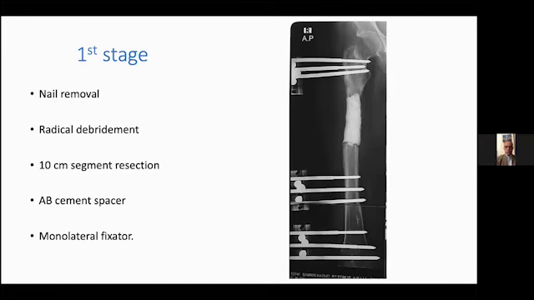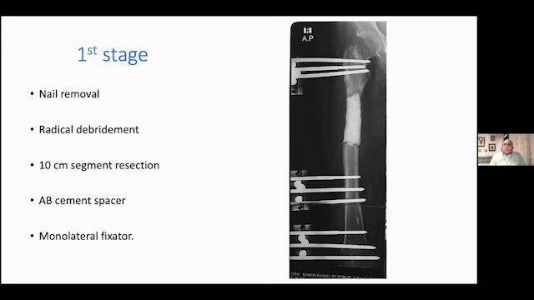I think in the first stage, we do not need to put all these pins because it is expected that some of them will be loose by 6 weeks. So it is preferable to put just 1 or 2 pins in the distal clamp, 1 pin in the middle clamp, and in the most proximal one, just put 2 pins. You do not need all these pins. Some of them will invite infection and loosening.